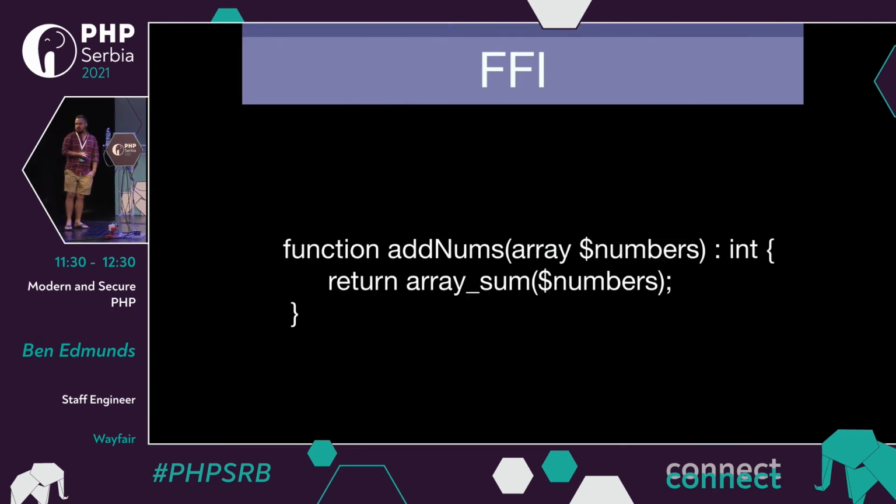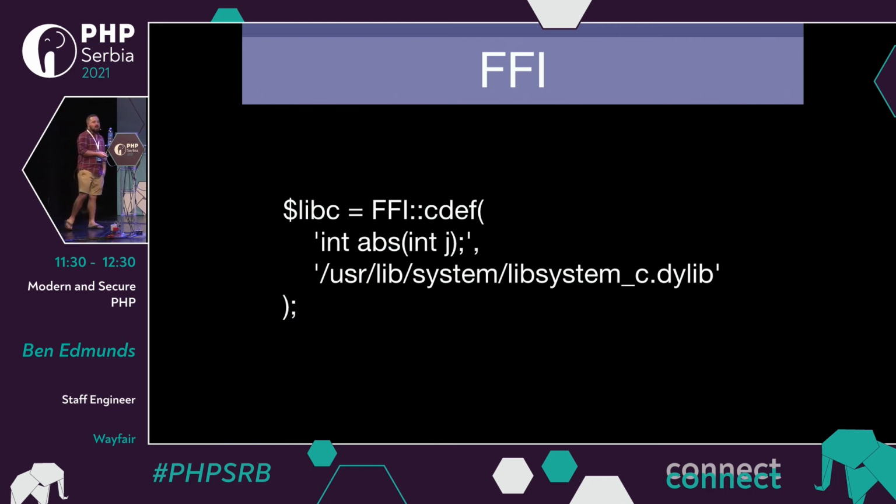So let's take this addNum function from before, and let's add an absolute call to it. So we're going to use C's abs function. We could use PHP's, but then that wouldn't be a good example of FFI. So here we're going to say $libc = FFI::cdef. And so cdef is a C definition. And so we're going to map int abs(int j). And then the second argument there is going to be the path to that library. And so that's the path to libc on my local Mac. So you have cdef there, and then the definition, and then the path.